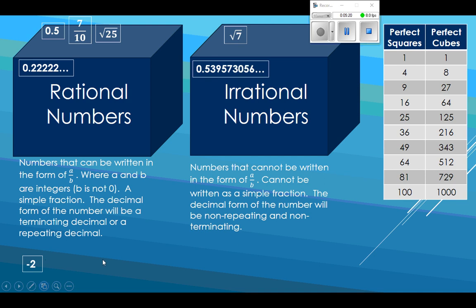-2, oh, that's an integer, right? It's the opposite of 2. So it can be written as a fraction. It's rational.